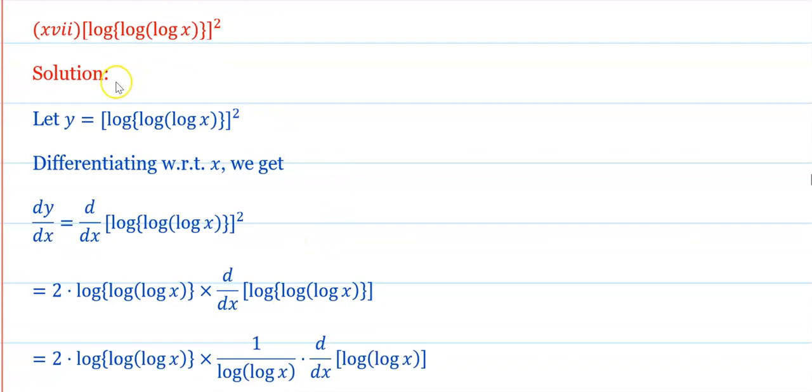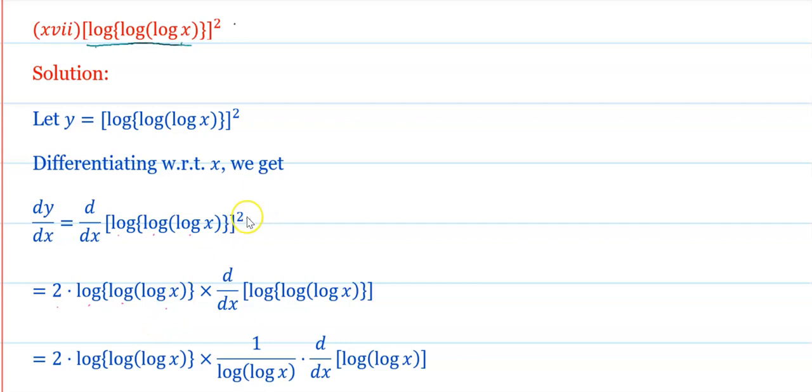Now the next. Number of the logs are there. Okay, no problem. Now first, log of log x and bracket square. Though there is a log of log x, but first we'll find out the derivative of the power function. That is 2 times, that is d/dx of log x bracket square. It is written as 2 times log of log x first.